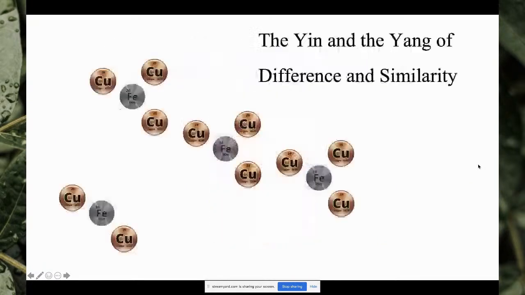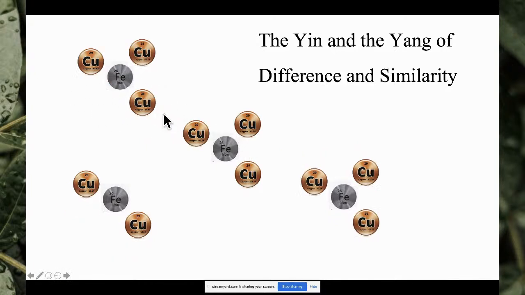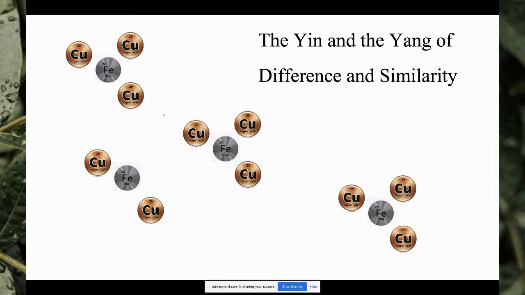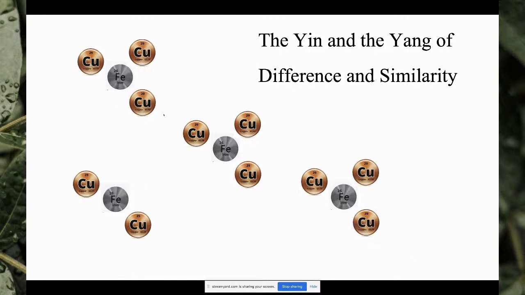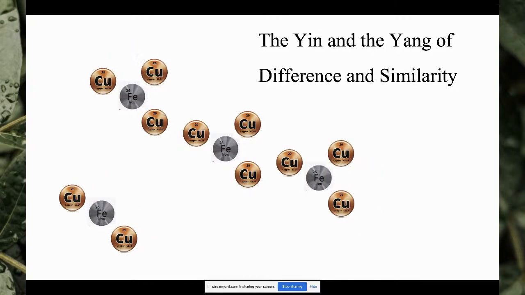I'll show you here. If you imagine finding a chunk of metal with copper and iron atoms, we have this collection of copper and iron atoms here. Now you can see my cursor, right? Yeah, I can distinguish it. Now they're different, but you'll notice something about this little illustration. I call this a yin and yang of difference and similarity, because those are clustered in a certain pattern.